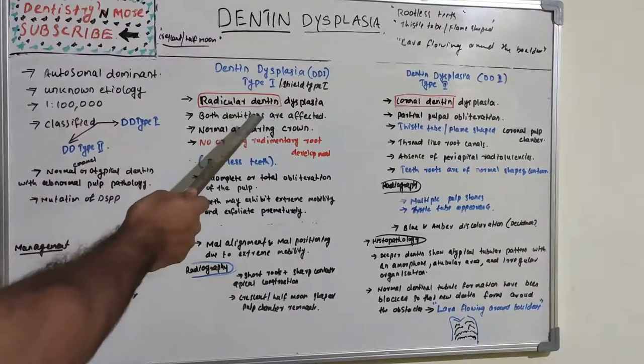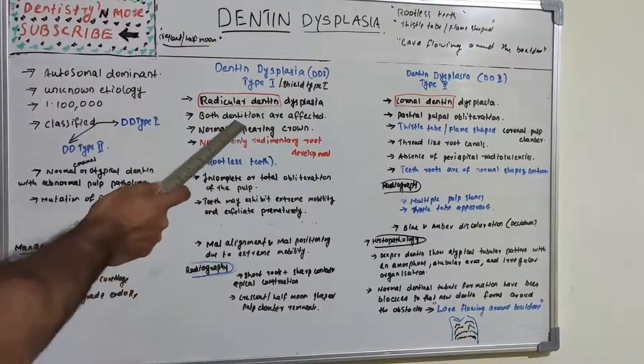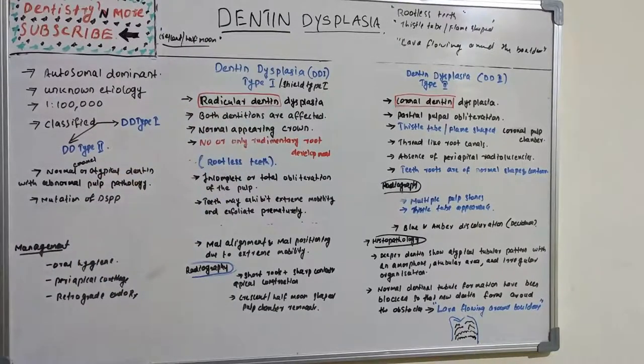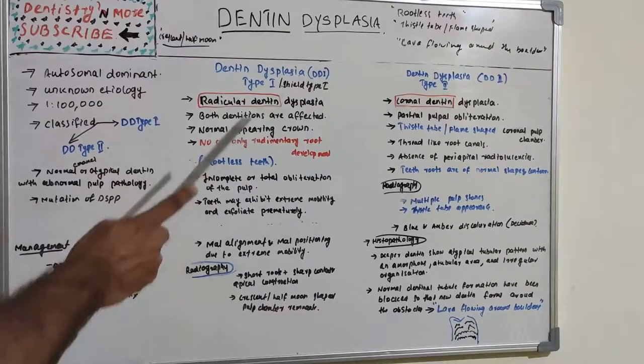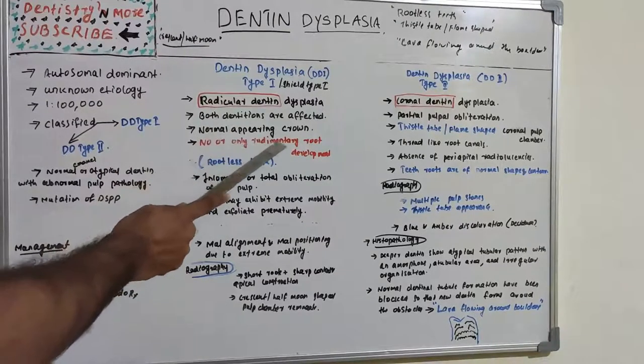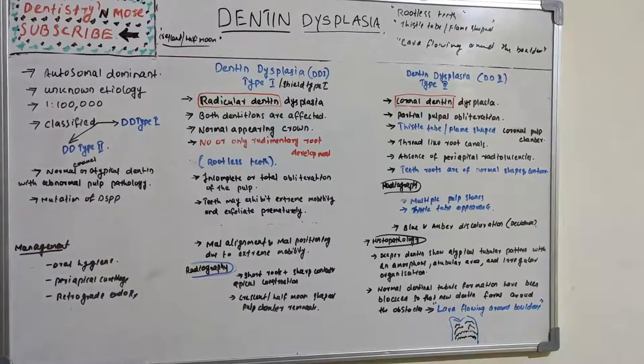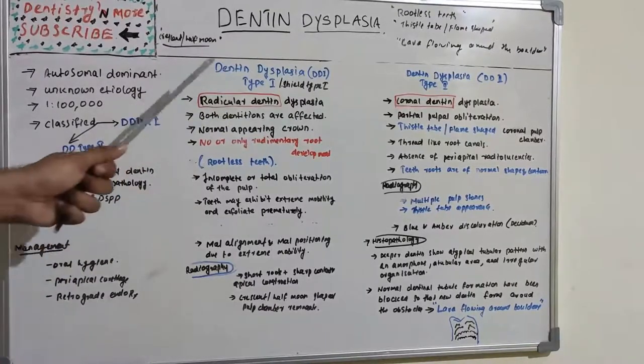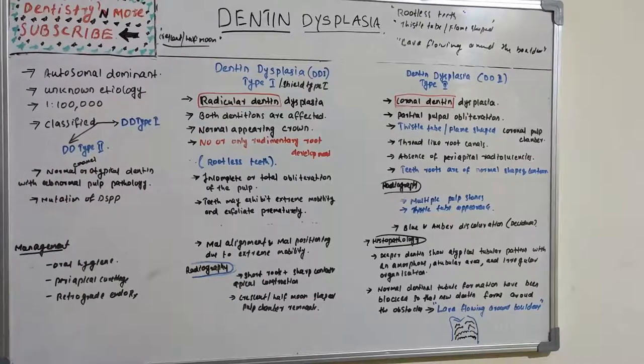Most commonly it affects both dentitions, deciduous and permanent. The crown appears very normal, but there is no or only rudimentary root development. That is why it's known as radicular dentine dysplasia. The name itself gives a clue: radicular dentine, the root dentine. The root formation is very minimal, or there may be no root present at all. It is also known as rootless teeth.